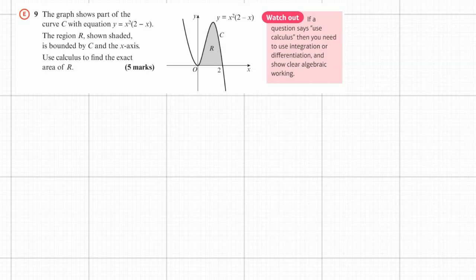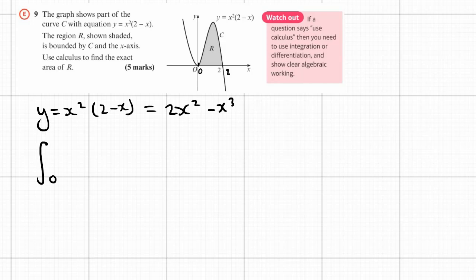So, let's have a look. We've got a lot to do here. We need to find, well, we've got our limits between 0 and 2. In fact, we don't have a lot to do. We just need to expand this bracket. So instead of saying this, we don't know how to integrate things like this, but we know how to integrate things like that. So we're going to integrate between 0 and 2 with respect to x.